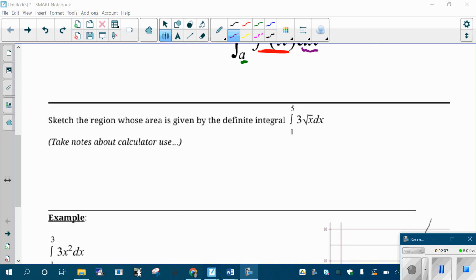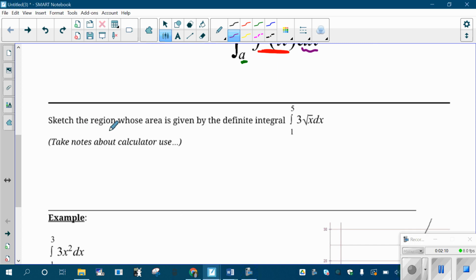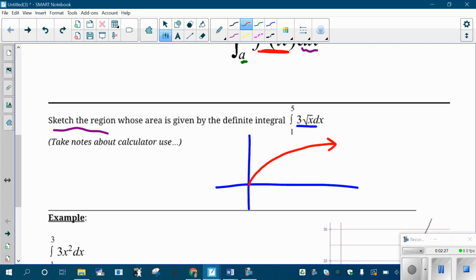So if we're asked to sketch the region whose area is given by this definite integral, if you look at this definite integral, here's the function, 3 square root of x. You can throw that in your calculator if you want. Like this. Whoosh. Vertically stretched square root graph. We're trying to find the area underneath it from 1 to 5. So from an x value of 1 to an x value of 5. We're trying to find the area of this region.